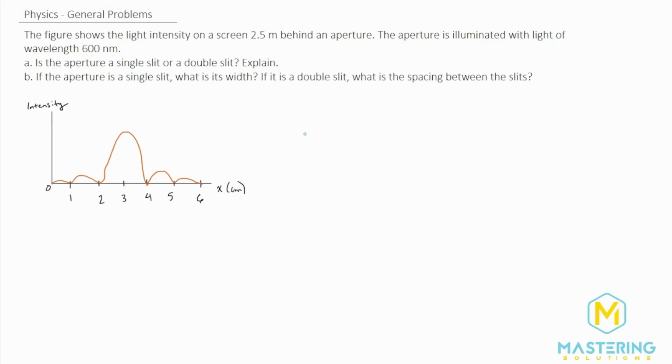In this question, we have this figure here, and I know it looks a little wonky, but don't judge, you get the point. And so they ask, is it a single slit or a double slit? And we have to explain why.